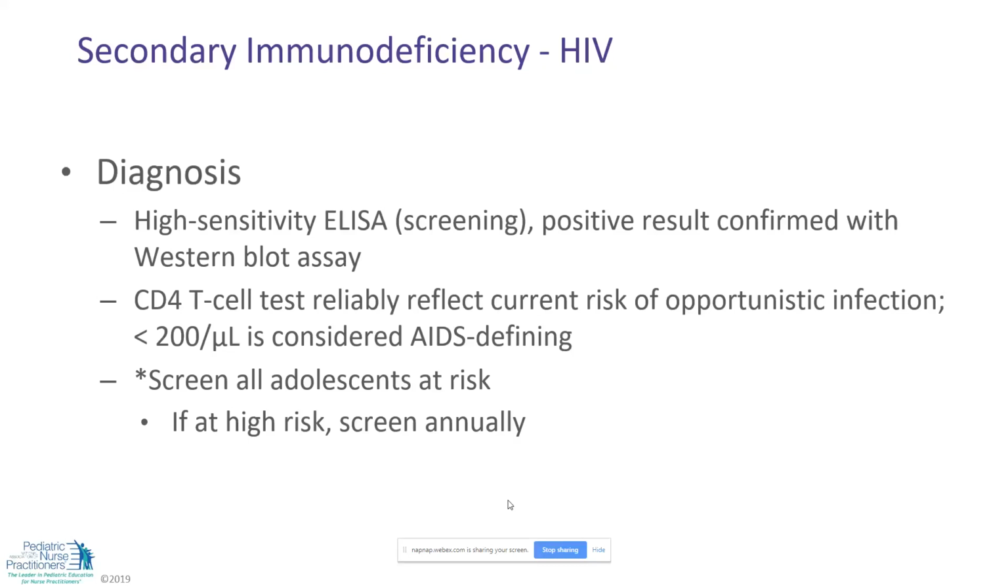Also, it's important that when you're managing a patient with HIV, you would assess their CD4 count, and that's a T-cell test, and that indicates how high their risk for infection is. We know that less than 200, actually, that's considered AIDS criteria, but it's important that we would be watching their CD4, because that can help guide us on when to vaccinate, and we'll talk about that in the next slide, and when their risks are the highest for opportunistic infection.